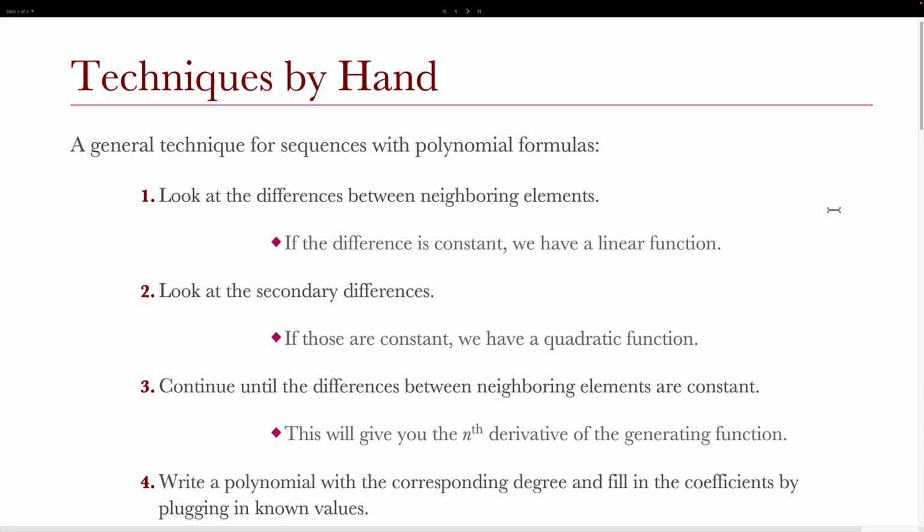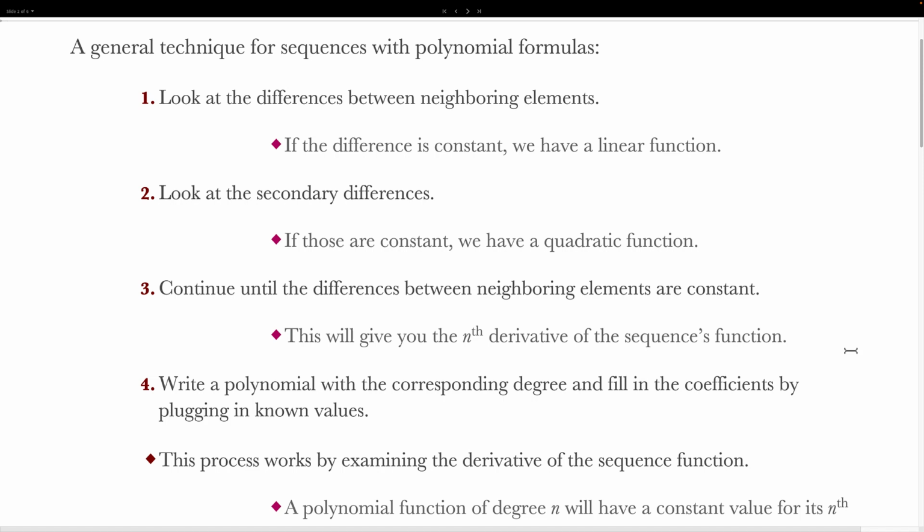So to start with, we have some techniques that you can do by hand. For sequences with polynomial formulas, the technique can be generalized fairly easily. Our generalized technique for sequences with polynomial formulas goes something like this. First, you should look at the differences between neighboring elements. If the difference is constant, that means we have a linear function. Secondly, you should look at the secondary differences. If those are constant, then we have a quadratic function.